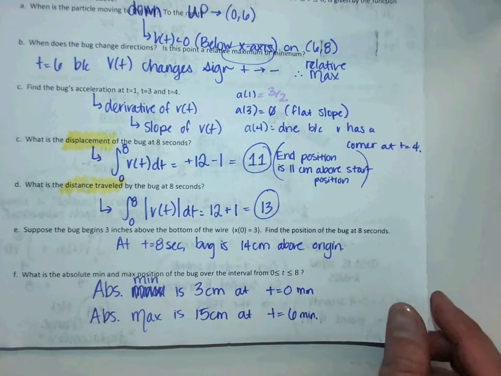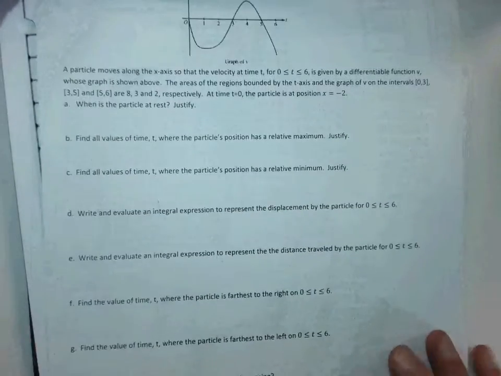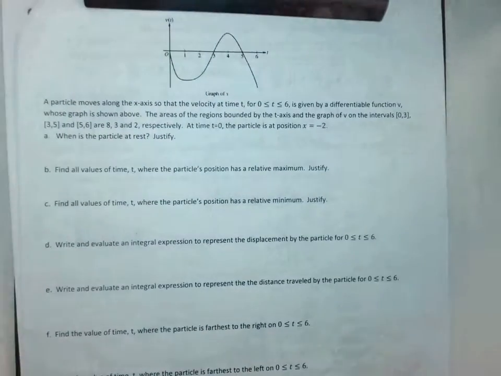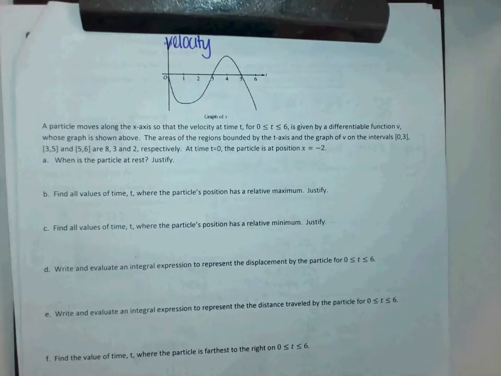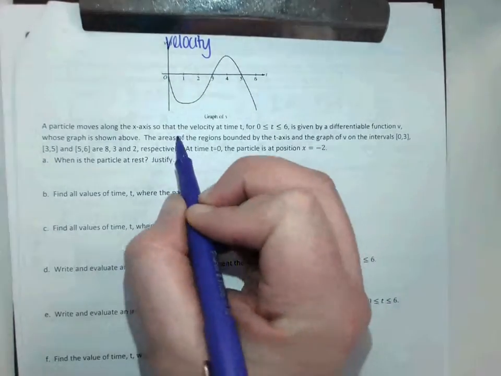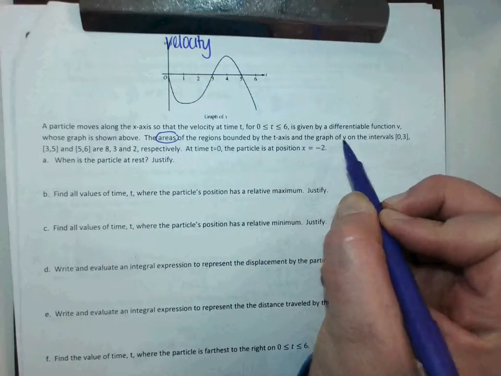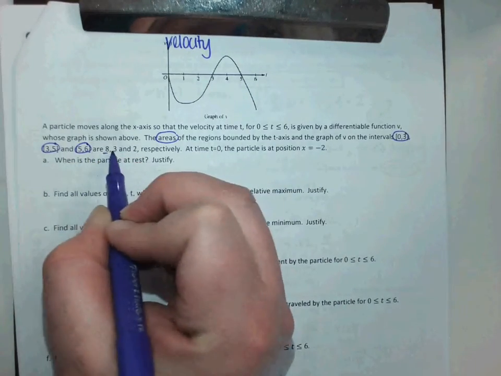Okay, last one. Alright. It says a particle moves along the x-axis, that means it's going left and right. Then it says the velocity is given in the chart, so this is velocity. Then they tell you, read this sentence right here. The areas of the regions bounded by the t-axis in the graph from 0 to 3, 3 to 5, and 5 to 6 are 8, 3, and 2.